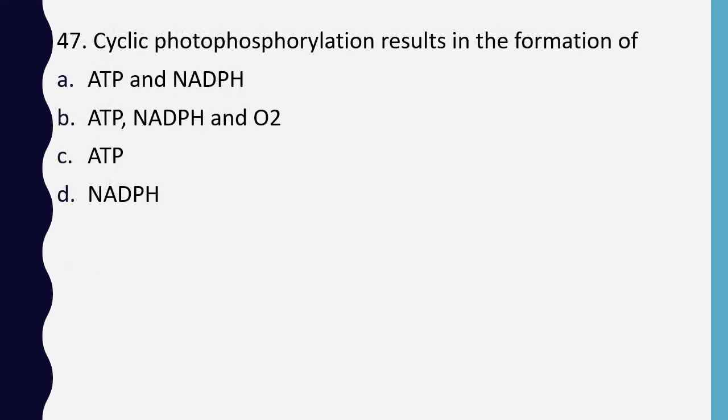Question number 47. Cyclic photophosphorylation results in formation of ATP and NADPH, ATP, NADPH and oxygen, or ATP. The correct answer is option C. It results in formation of ATP.